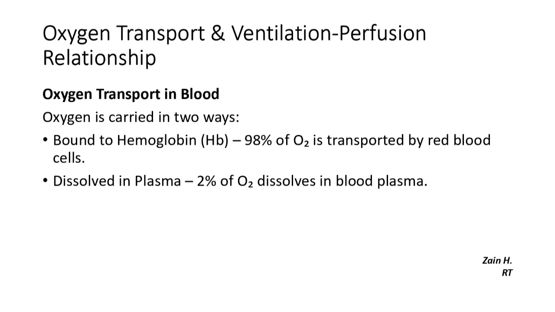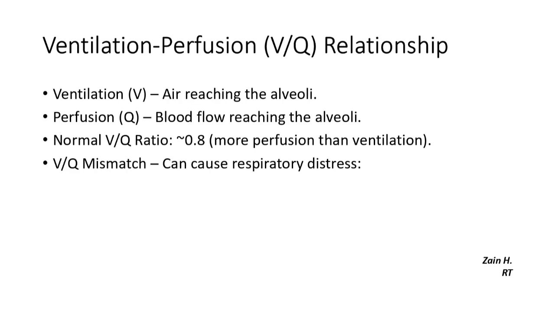Oxygen transport in blood. Oxygen is carried in two ways. Bound to hemoglobin, Hb: 98% of O2 is transported by red blood cells. Dissolved in plasma: 2% of O2 dissolves in blood plasma. Ventilation-perfusion, V/Q relationship. Ventilation, V: air reaching the alveoli. Perfusion, Q: blood flow reaching the alveoli. Normal V/Q ratio is 0.8, meaning more perfusion than ventilation.